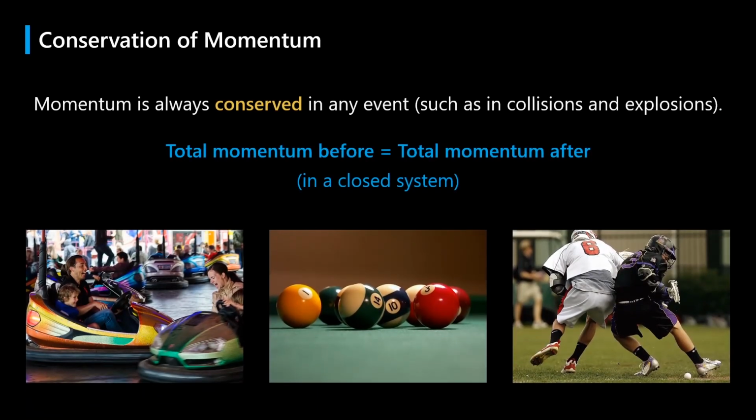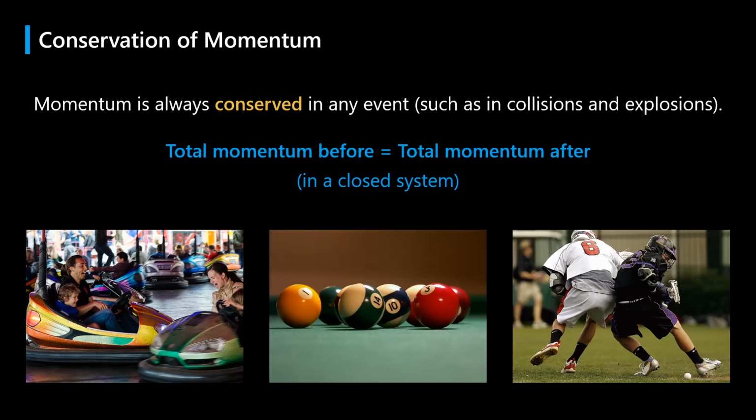So like I just said, momentum is always conserved in any event, such as in collisions and explosions. The total momentum before the event is equal to the total momentum after the event in a closed system. That just means you're not putting energy into it and you're not taking energy out of it, like that example with the Newton's Cradle. There are a couple more examples of everyday life where momentum is conserved below, and I'm sure you can think of many other ones, but momentum is conserved everywhere in the universe.